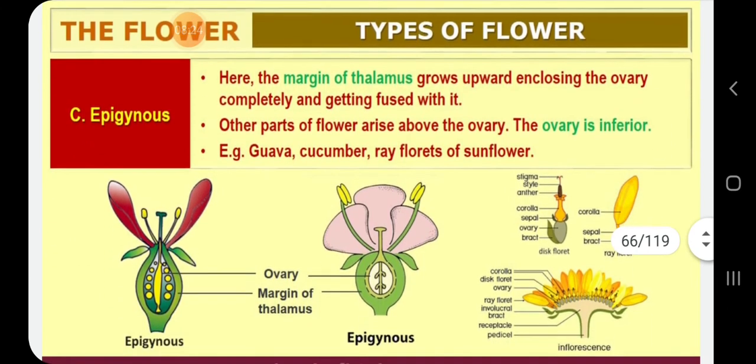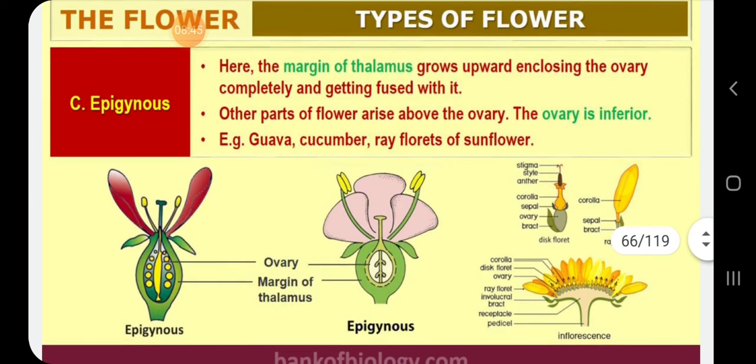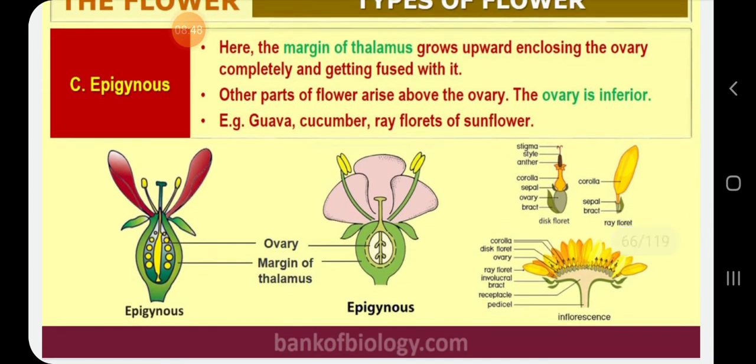And in epigynous, the ovary is completely embedded into the thalamus, and that is why it is called inferior ovary. Perigynous was half inferior, but here it is completely inferior. Guava, cucumber, ray florets of the sunflower, these are all epigynous flowers.